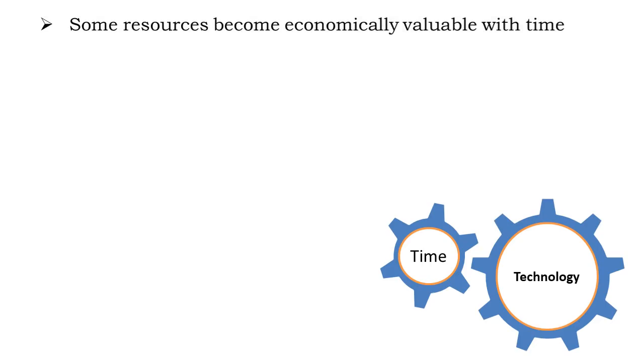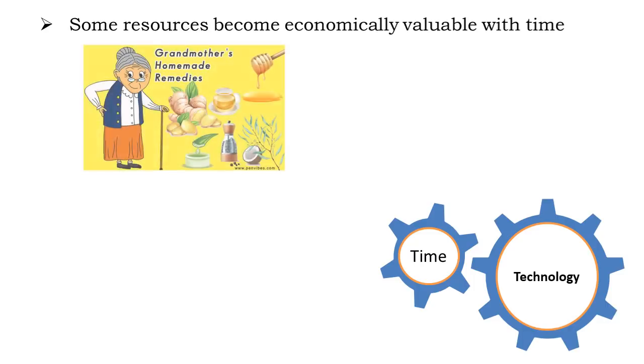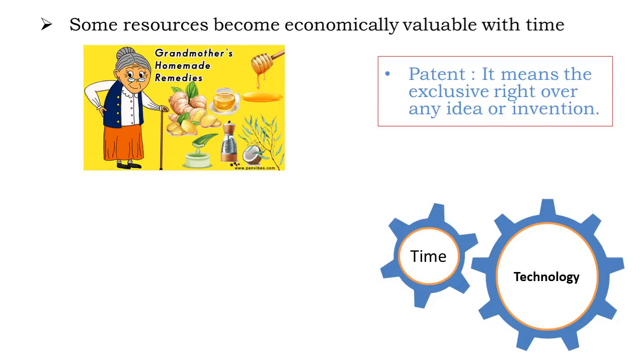Some resources can become economically valuable with time. For example, your grandmother's home remedies have no commercial value today, but if they are patented and sold by a medical firm tomorrow, they could become economically valuable. Now, you must be wondering, what is a patent? Patent means the exclusive right over any idea or invention.